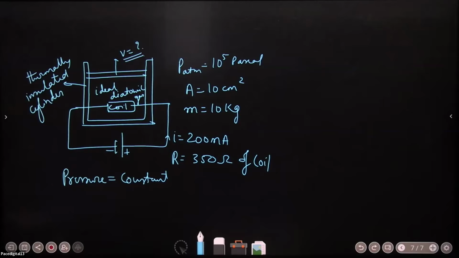What is M? M is the mass of the piston. The piston mass is 10 kg.